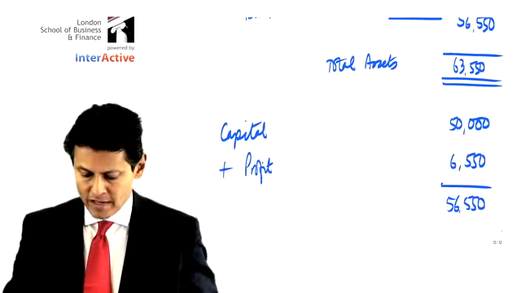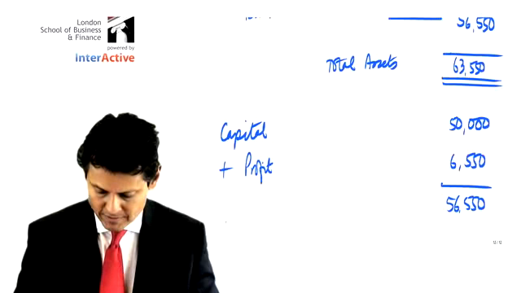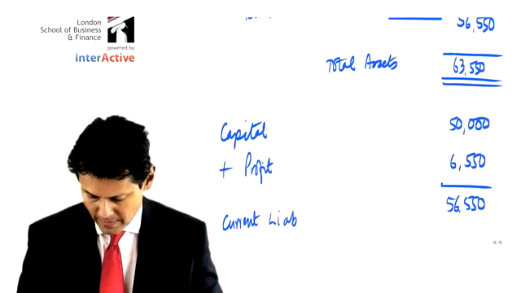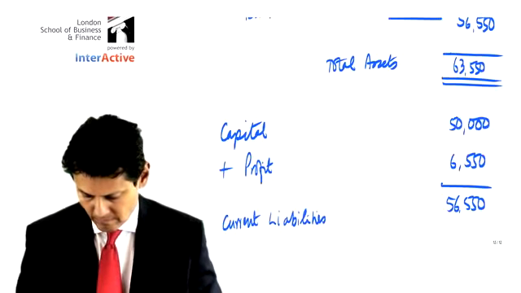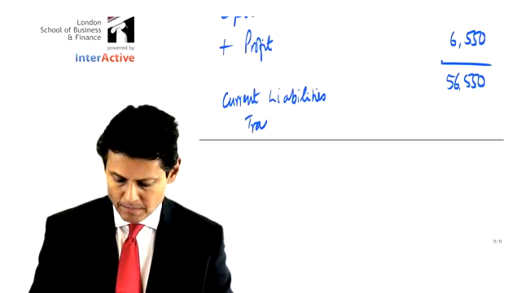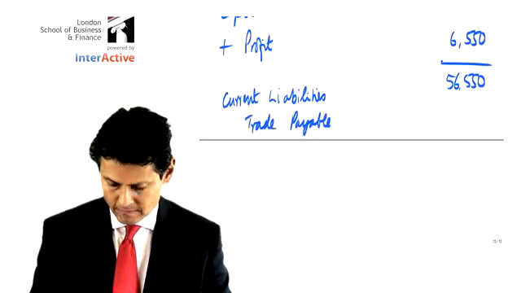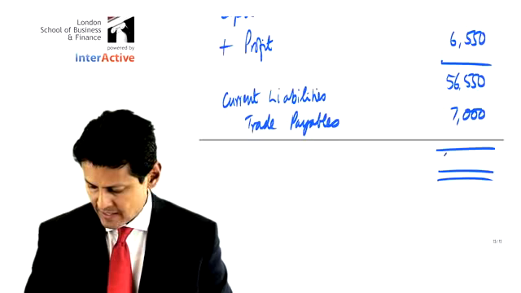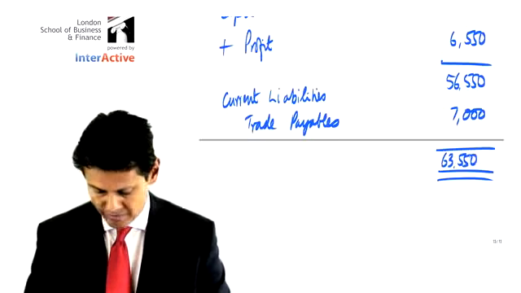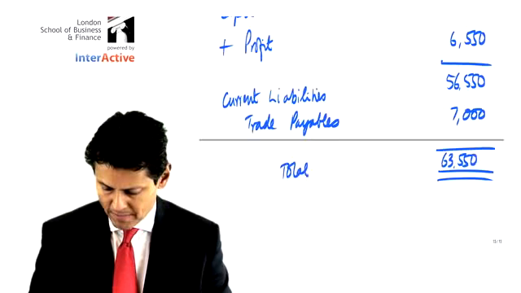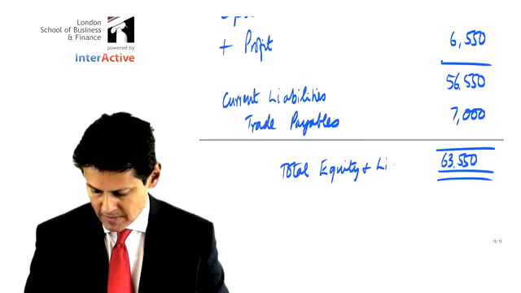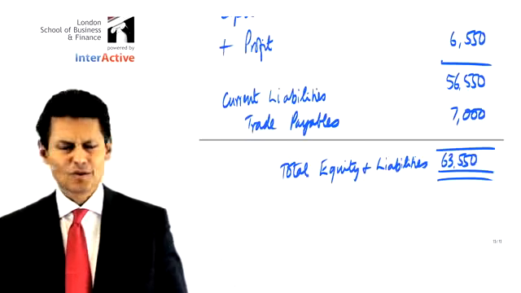And of course, you've got some current liabilities of 7,000. So let's say current liabilities. Right, the trade payables is 7,000, which when added to the 56,550 is 63,550. And that, of course, is sometimes referred to as total equity and liabilities. Does that balance? Of course it does.